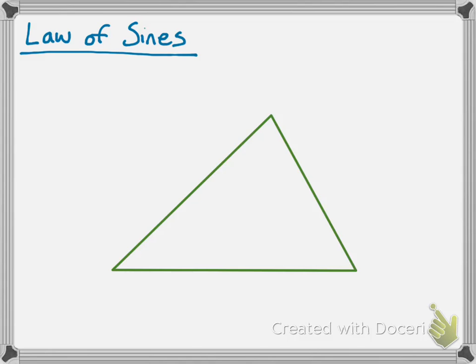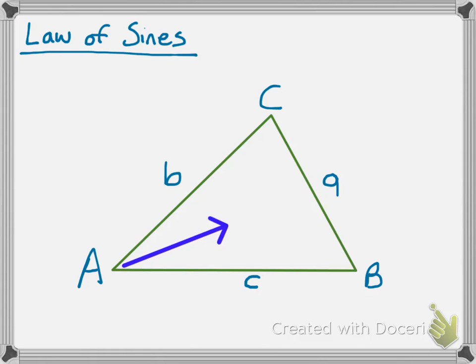Okay, now I'm going to label each of the corners with capital letters. So we have capital A, B, and C, and I'm going to label the sides a, b, and c. Notice that those are lowercase a, b, and c. Notice that I labeled capital A opposite lowercase a, capital B opposite lowercase b, and capital C opposite lowercase c.